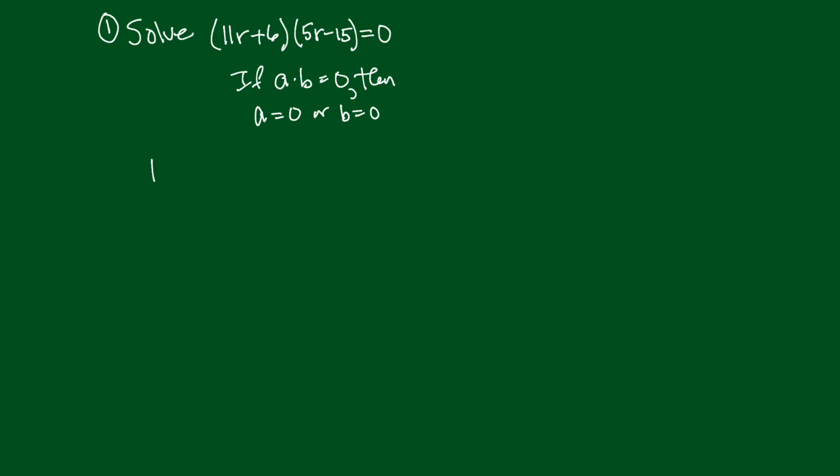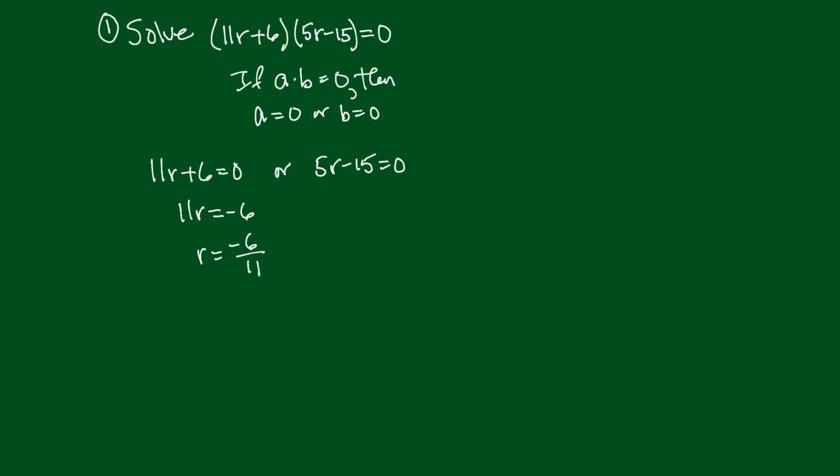So I could write that 11r plus 6 has to be equal to 0, or that 5r minus 15 has to be 0. Now let's solve each one separately. So I'll solve this one first. I'm going to subtract 6, divide by 11. So I'll get 11r equals negative 6, divide by 11, I'll get r is equal to negative 6 over 11.